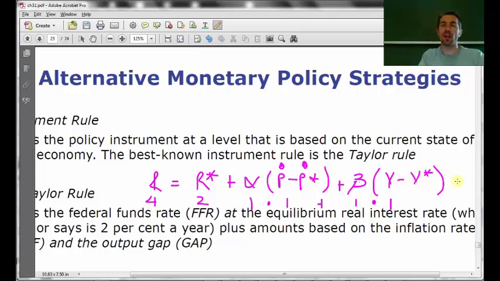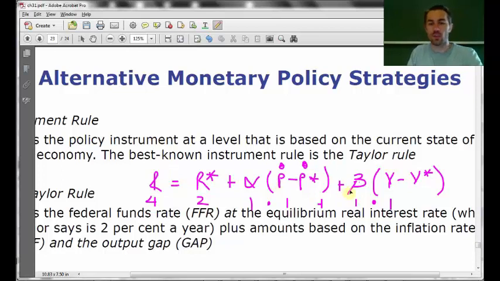If inflation and output are above our full employment level, we've got a positive output gap. We've got an inflationary gap. So what should you do with an inflationary gap? You should raise interest rates, right? That's what this instrument rule is. So the instrument here is the interest rate, and this is the rule.